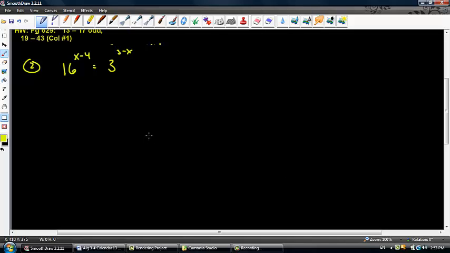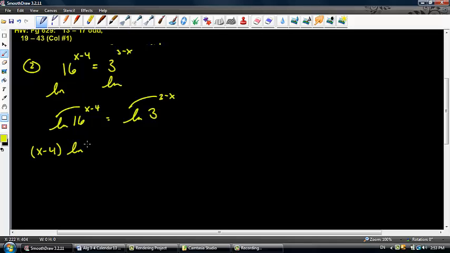Here we go. 16 to the x minus 4 equals 3 to the 3 minus x. There's no way I can get these bases to be the same, so I have to go ahead and use my logarithms on both sides. So I'm going to get ln of 16 to the x minus 4 equals ln of 3 to the 3 minus x. I'm going to back these two down, so I get x minus 4 in parentheses, natural log of 16 equals 3 minus x times the natural log of 3.